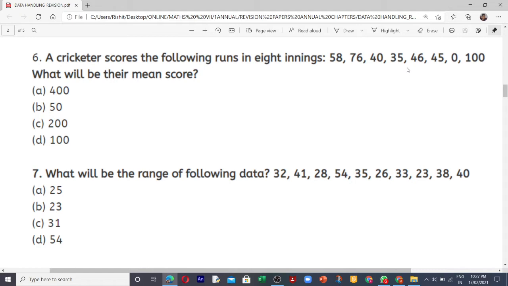So I suggest you always write down the values in ascending order. Although in mean it is not required, if you make it a habit, then you will not make mistakes in any question. So always try to arrange the data in ascending order and then see what the range is. I have told you about range already, although it is not in the book.